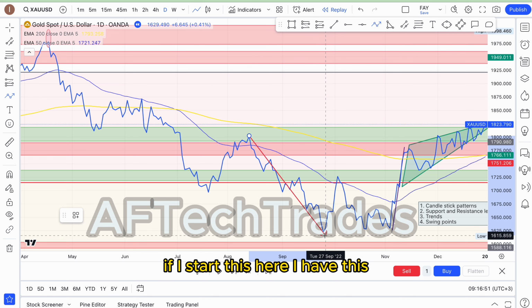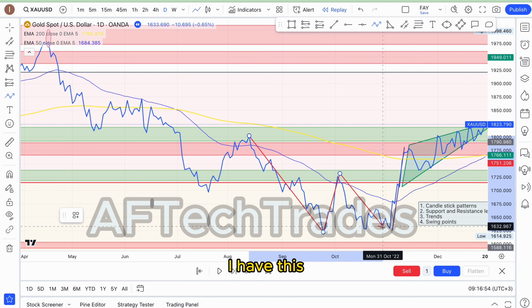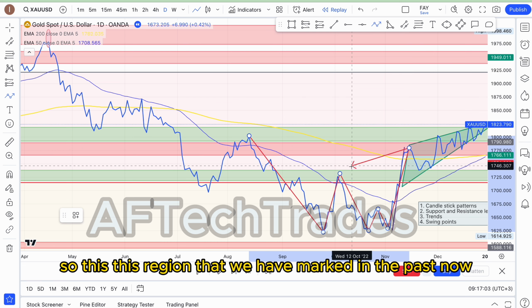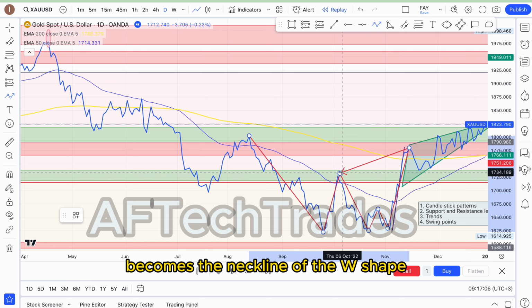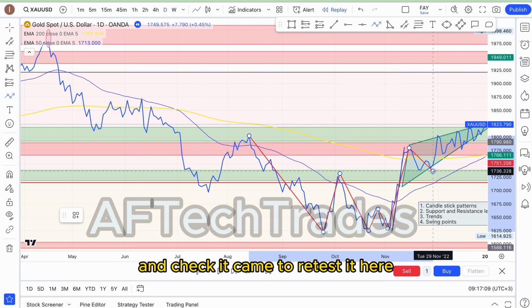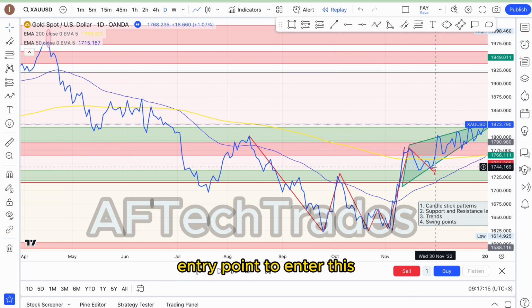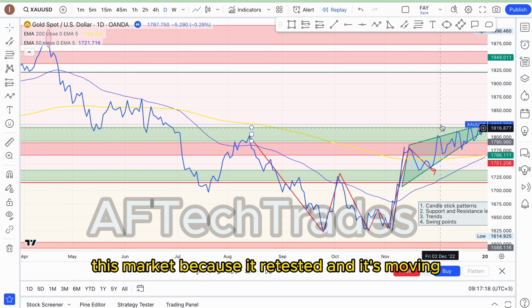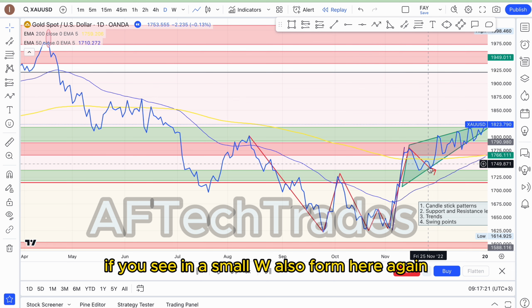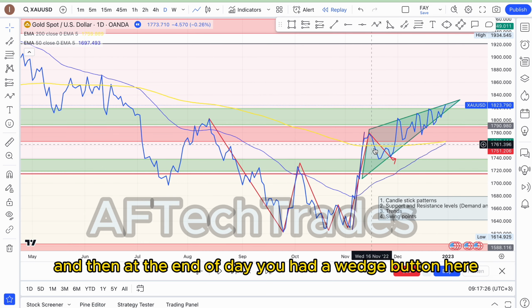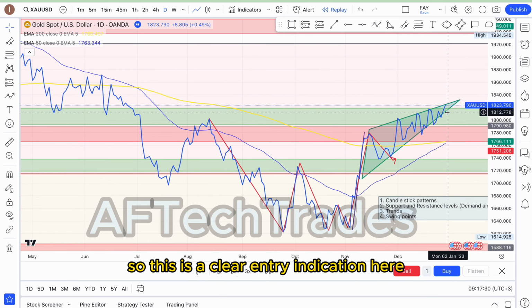If I start this here, it came down here, retraced a little, then it came up here. So this region that we have marked in the past now becomes the neckline of the W shape, and check, it came to retest it here. So from here, this is a clear entry point to enter this market, because it retested and it's moving. You see a small W also form here again, retested, and then at the end of the day you had a wedge pattern here, which is a reversal signal. So this is a clear entry indication here.